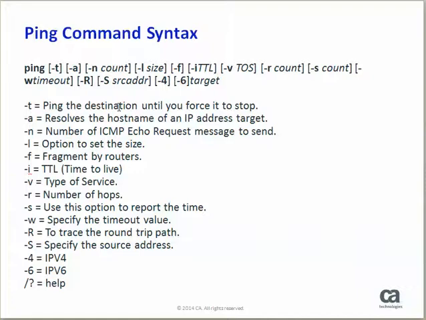-i: this option sets the time to live value, the maximum value of which is 255. If you want your packet to live for more than 128, which is the default, you can use the -i option. -v: this option allows you to set a type of service. Beginning in Windows 7, the option no longer functions but still exists for compatibility reasons.